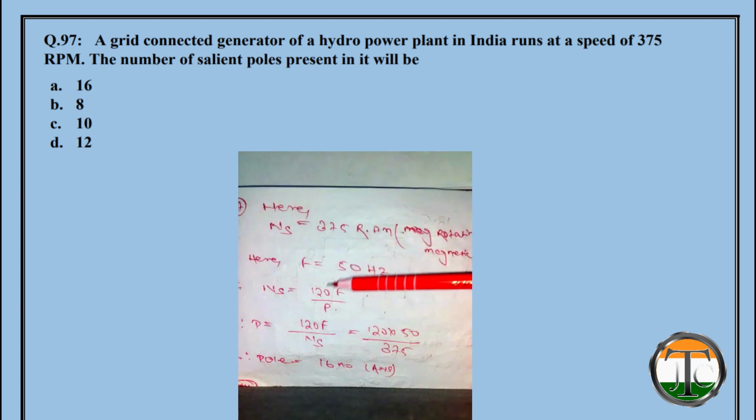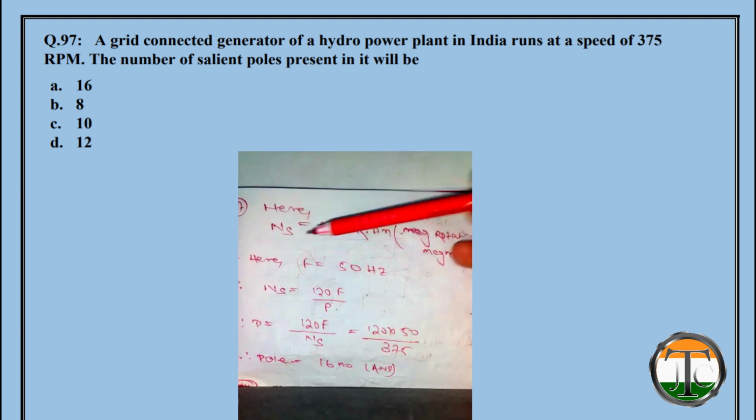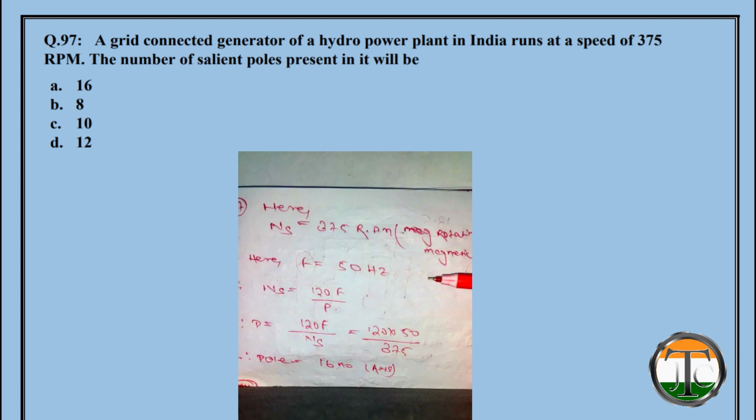Here you know the formula: Ns = 120f/P. We know 120, we need to find P, and the Ns value is given in the question. The next question is what is the value of frequency. We generally assume that frequency is 50 hertz, that is f = 50. Then we calculate the pole value: P = 120f/Ns, that is P = 120 × 50 / 375, so the number of poles is 16. So option A is the right answer, that is 16 poles are used in the salient pole machine.